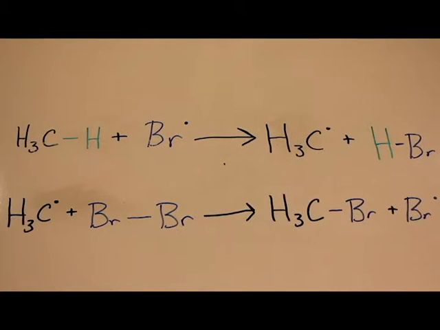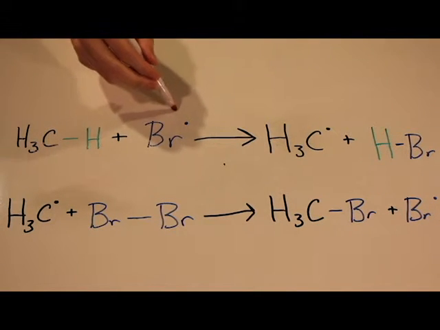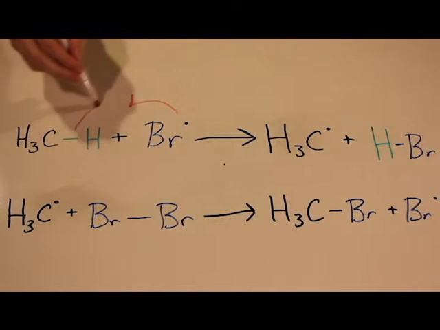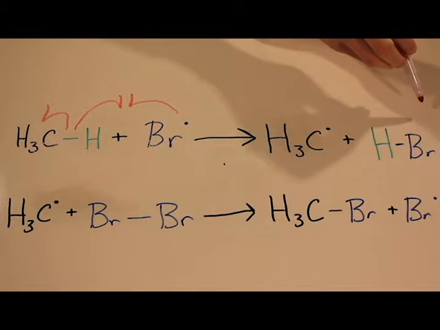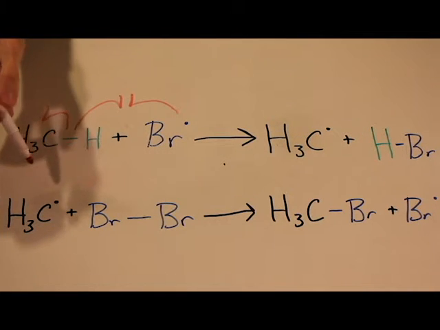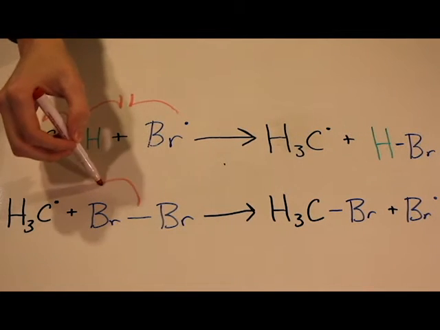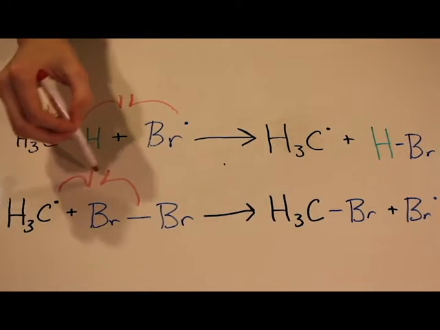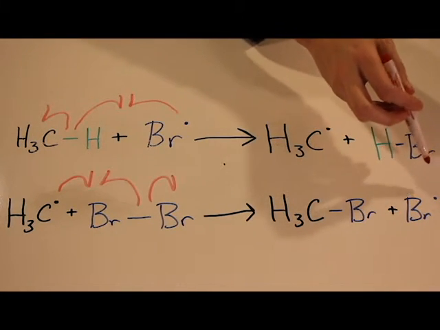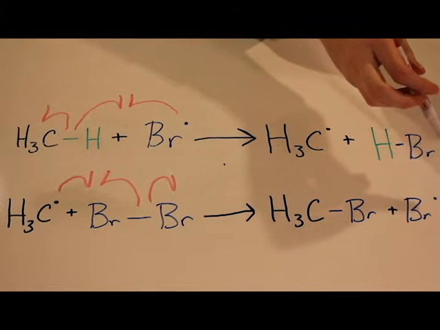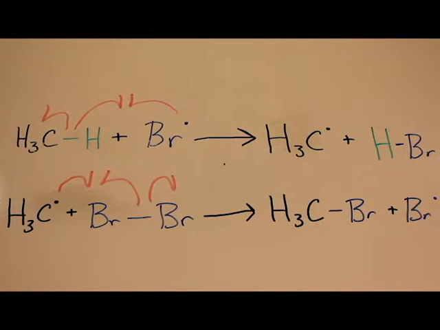The second step, propagation, is where the meat of the reaction happens and where the major product is formed. The Br radical takes one of the electrons from the CH bond and forms a CH3 radical and HBr. This CH3 radical then goes to react with a Br2 molecule, forming our major product, CH3Br, and a Br radical. This radical can then go react with more methane and the reaction cycles, hence the name propagation.